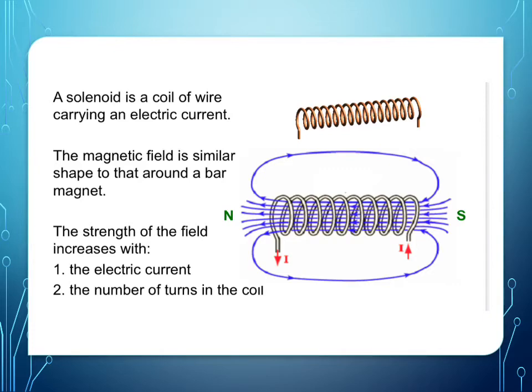Alright. So the strength of the magnetic field can be increased when we increase the electric current, and number two, when we increase the number of turns in a coil. So lagi banyak coil, lagi kuat the strength of magnetic field.